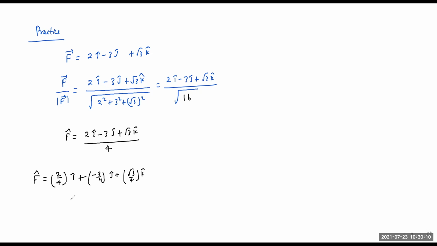If you look at this answer, can you tell me what is cos alpha? Cos alpha is 1 by 2. Yes, this is cos alpha. Cos beta is minus 3 by 4, and cos gamma is root 3 by 4.